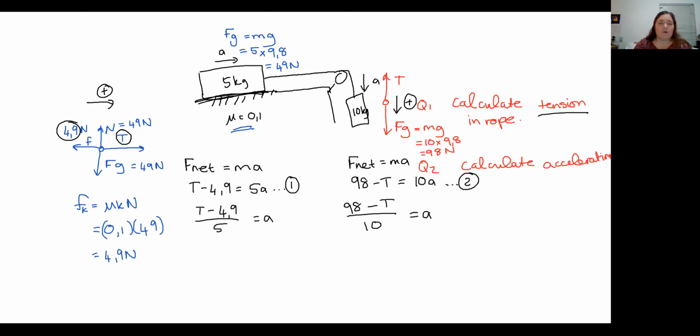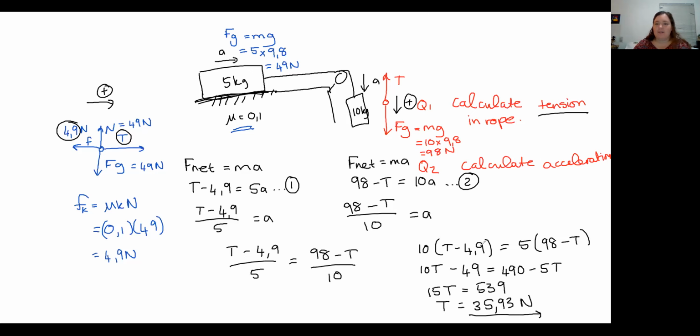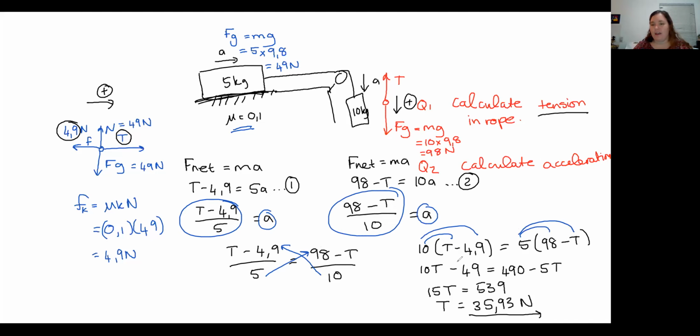So I'm going to quickly show you what I did to get to the right answer. What I did here was I made A the subject of each of the formulas because I wanted to work out tension, so I wanted an equation which only had tension. So I said that this is equal to this, as you can see over here. Then I cross multiplied, so I times that by 10 and times that by 5. Then I multiplied in as carefully as I could. And then I had all of my T's go to one side and all of my constants go to another. And from there, I divided both sides by 15 and I got the tension.